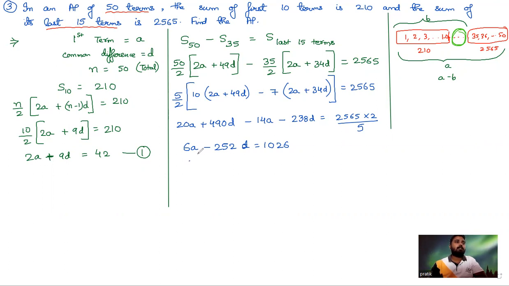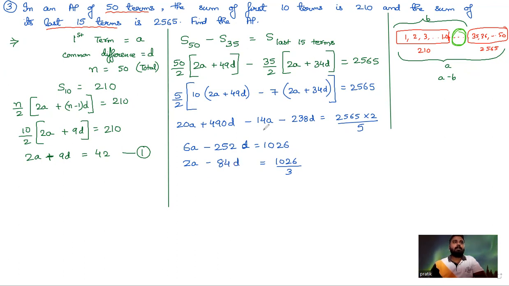Let's take 3 common. So this will be 2a minus 84d equals 1026 divided by 3. Why am I taking 3 common, not 6? Because I see 2a is over here. 252 by 3: 3 8s are 24, 25, 3 4s are 12, so 84d.